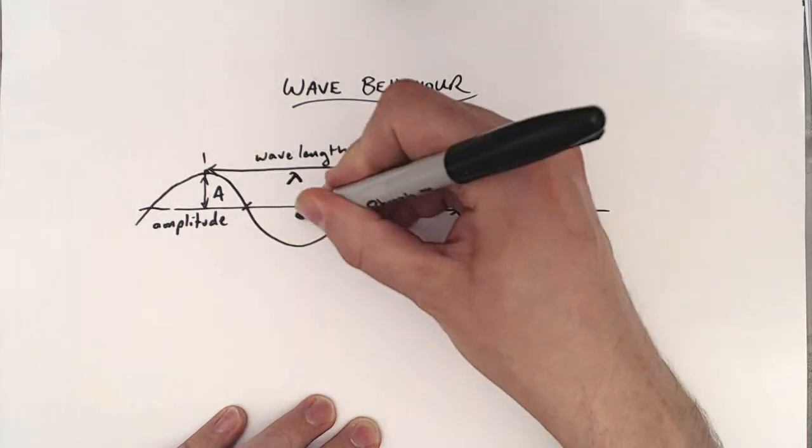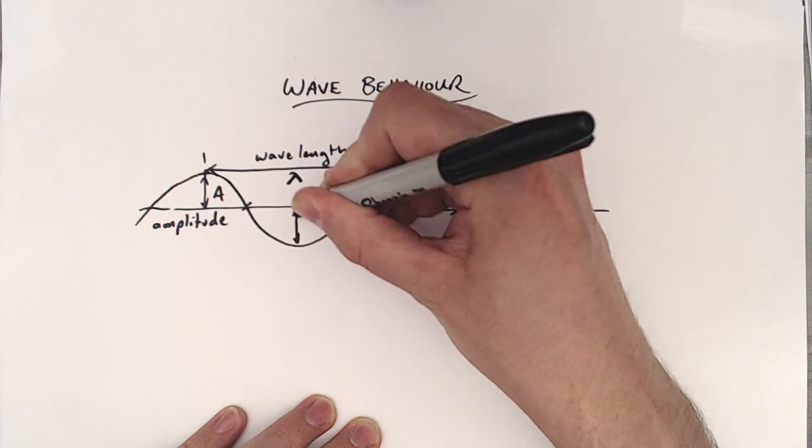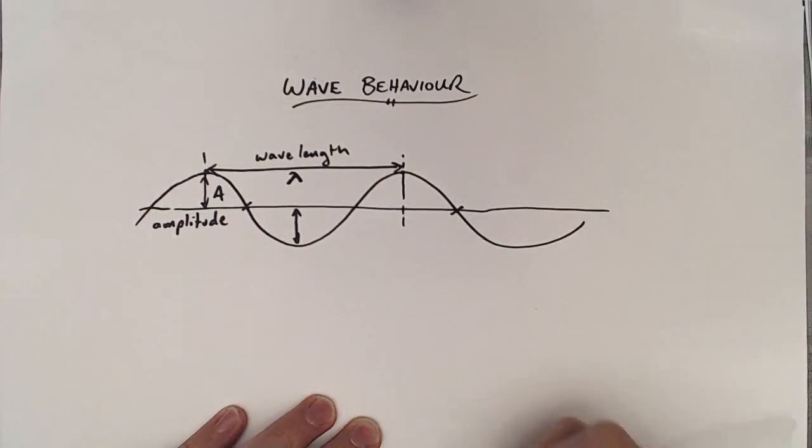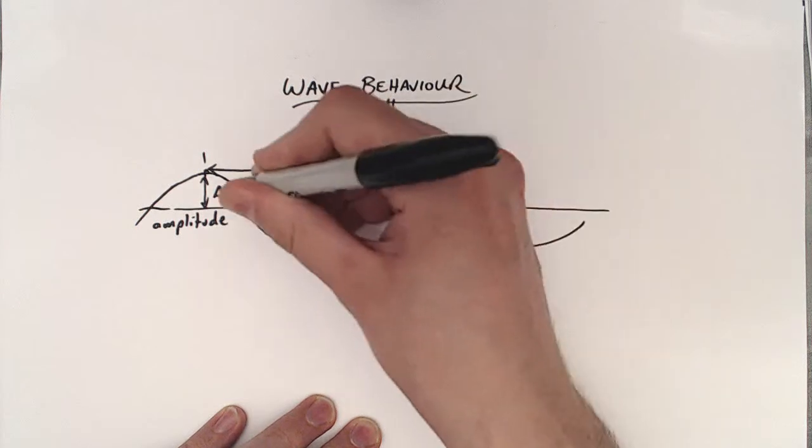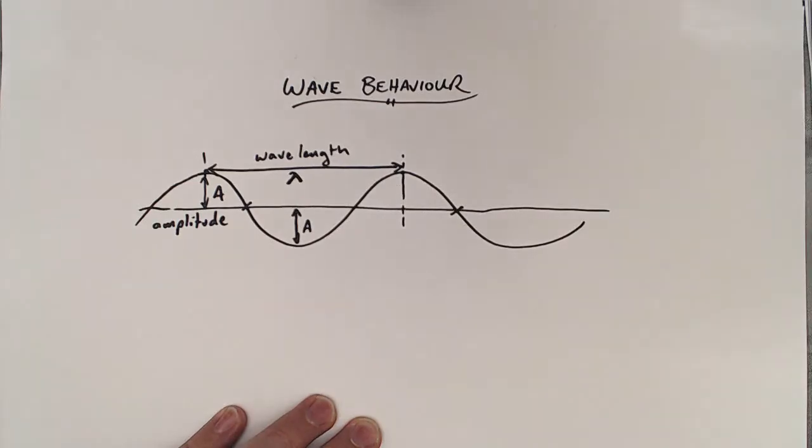Oh, I should say for amplitude, we could have measured the disturbance as a negative amplitude, and both of those A values should be the same. Both of them are amplitude.